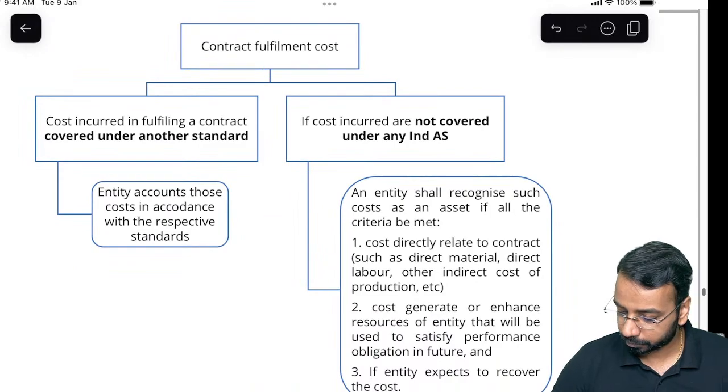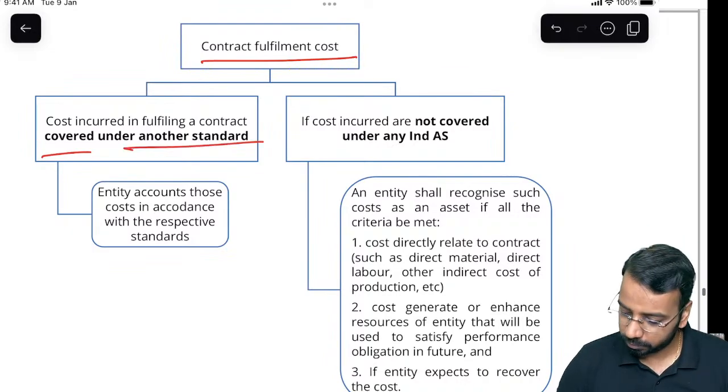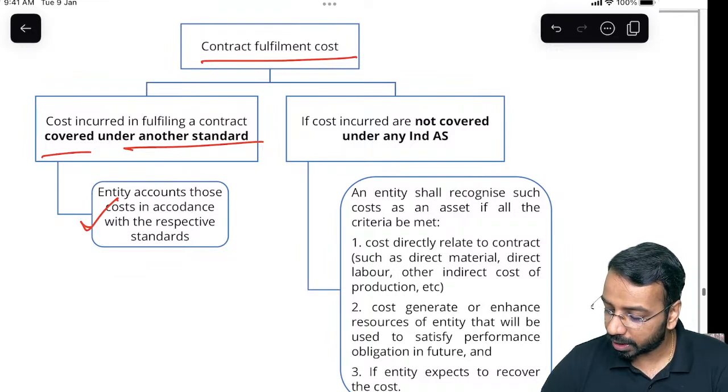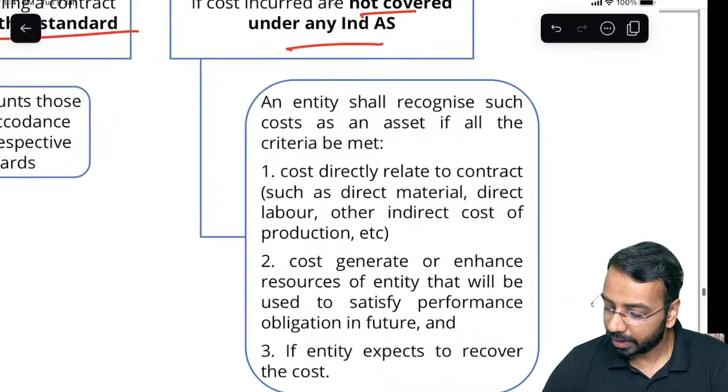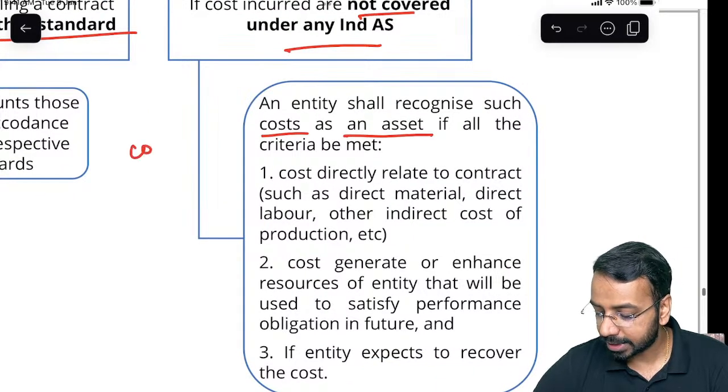Now, if such contract fulfillment cost is covered under another standard, for example, inventory, you will account for it as per that particular standard. If it is not covered under any other Ind AS, then you will recognize those costs as an asset. We call it contract asset.